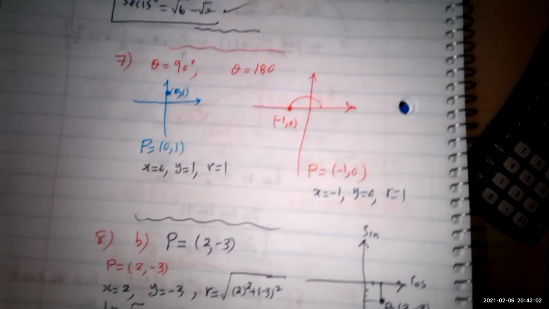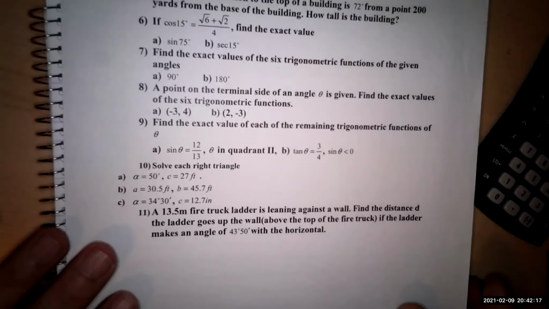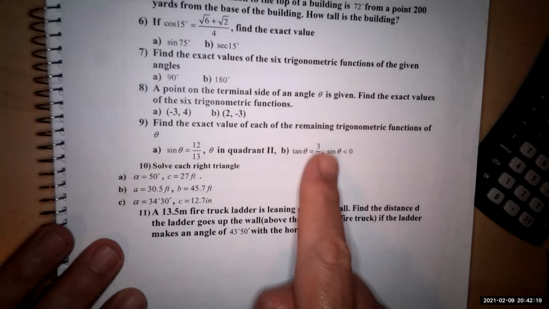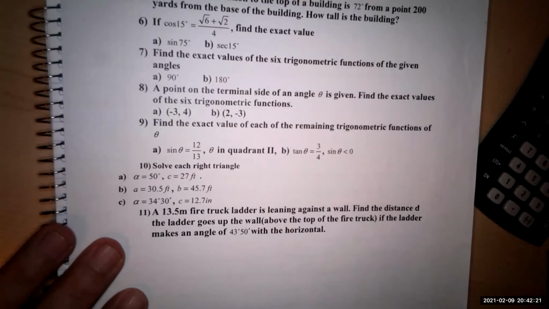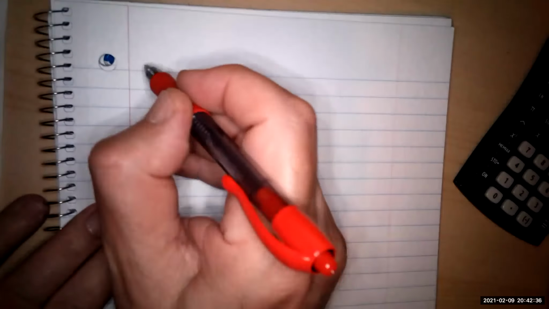And number 9, that tricky one: one of these functions would be given, and they ask for the others. One of these 6 functions would be given, then you have to find the others. So that's the idea. And there are 2 cases. They may give you tangent or they may give you sine or cosine. Okay, so this is going to be number 9.